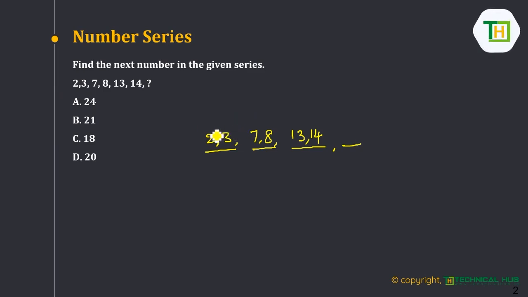See, what is the difference here? 3 plus 4 is 7. 8 plus 5 is 13. Next, it should be 14 plus 6. The first number is 21. If they ask you for the next number also, it should be 21. Okay, the answer here is 20: 14 plus 6 is 20. It's very simple. When I take two numbers as one group, 2, 3, 7, 8, 13 and 14, the next number should be 20 there.